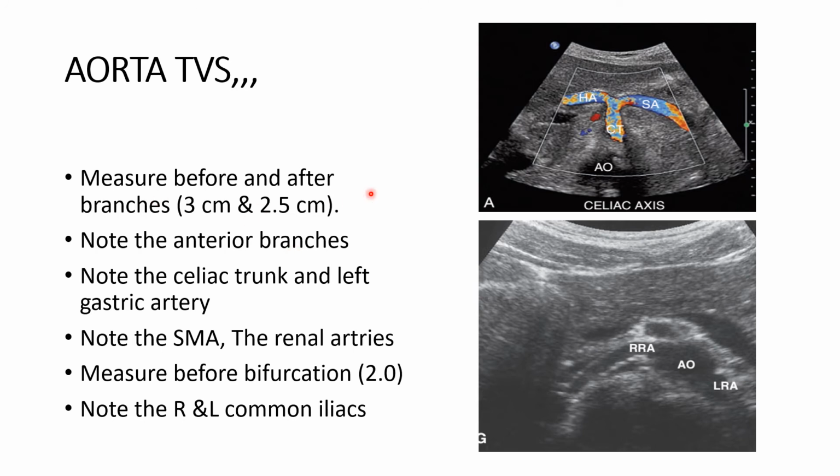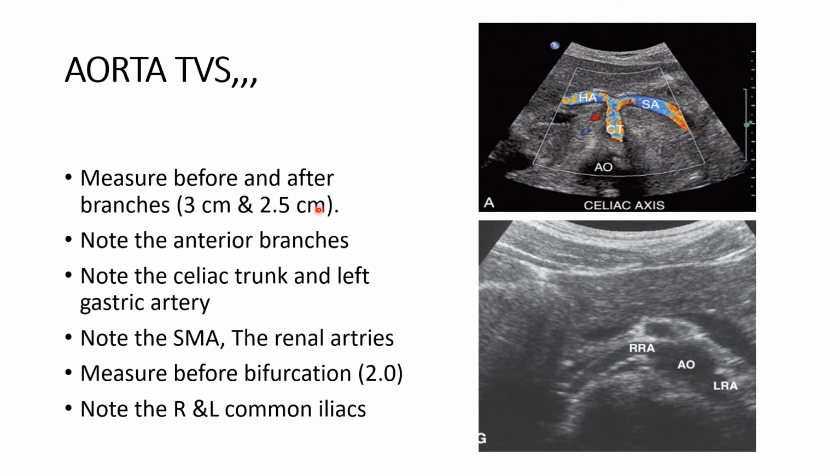So before or after giving out these anterior branches, after it measures 2.5 centimeters, whereas immediately before it bifurcates into the common iliac arteries, it measures around 2.0 centimeters.